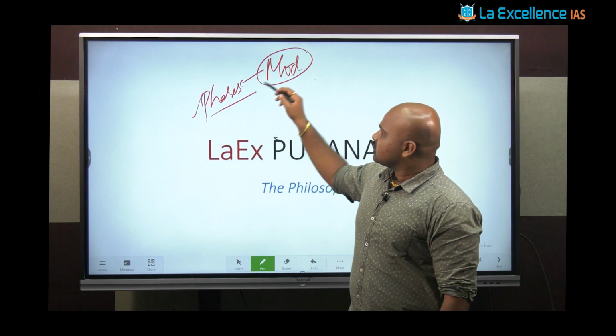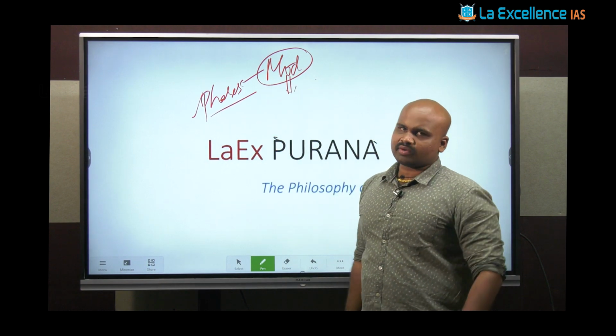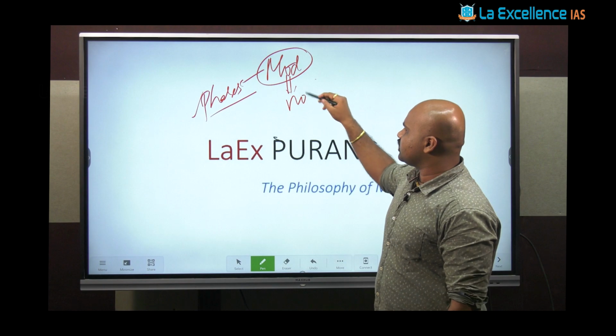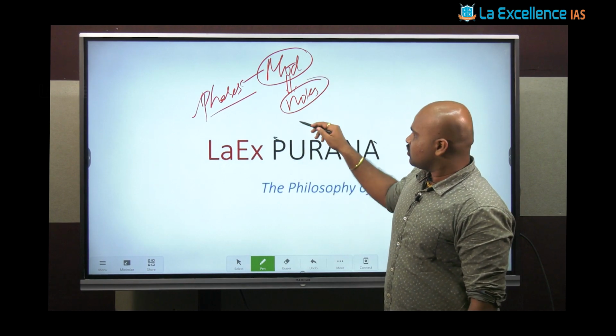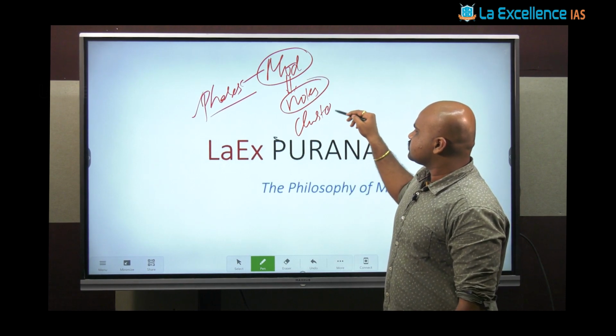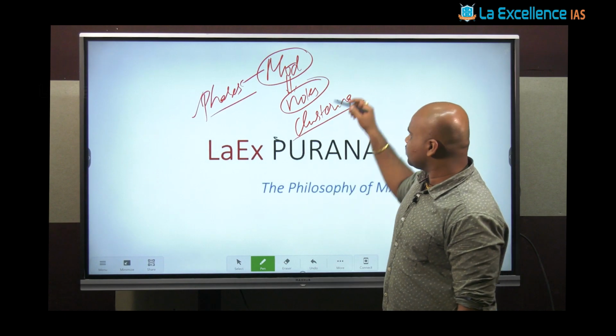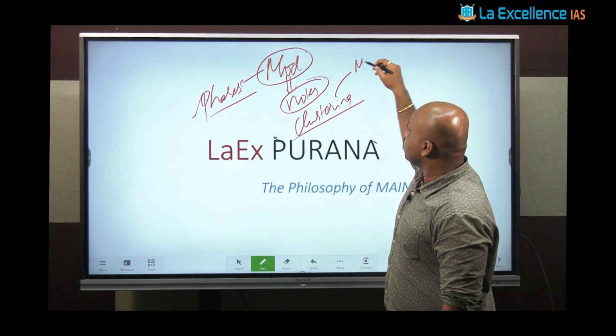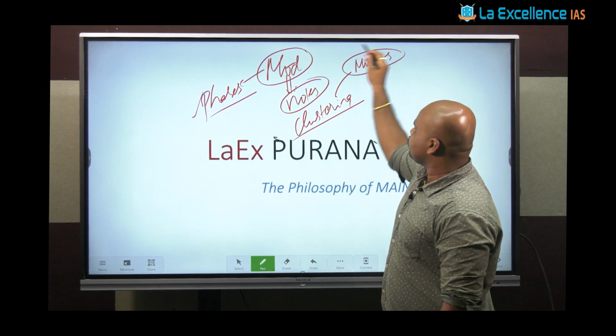Always remember that whenever you are reading modern India, whenever you are trying to make notes on modern India, go for clustering. Clustering of what, my dear? Clustering of various movements.